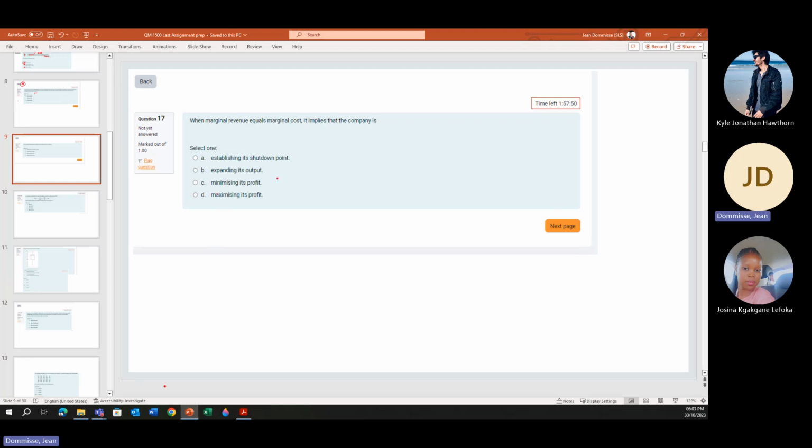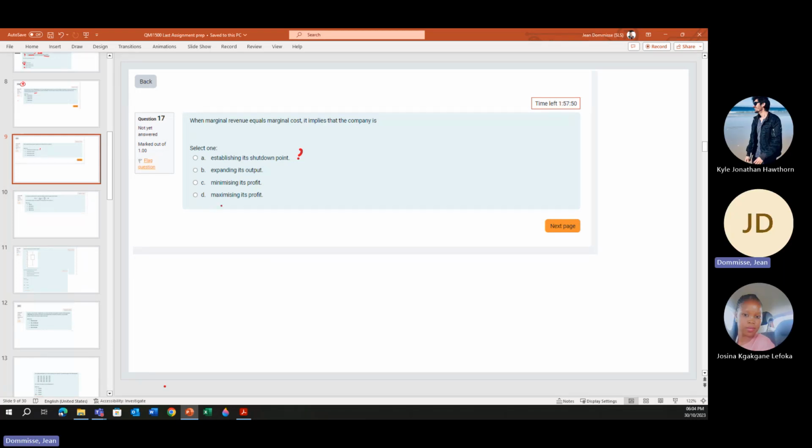And let's look at this question. When marginal revenue equals marginal cost, it implies that the company is establishing its shutdown point, expanding its output, minimizing its profit, maximizing its profit. I never heard of that before, but this is, I probably first would Google this one. Was this something that is in your study guide?